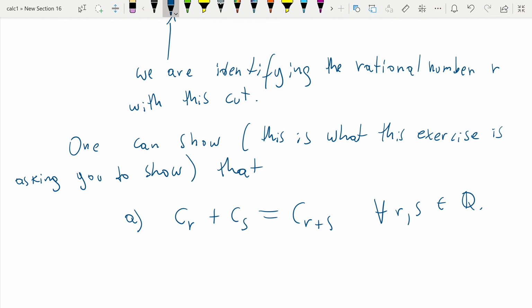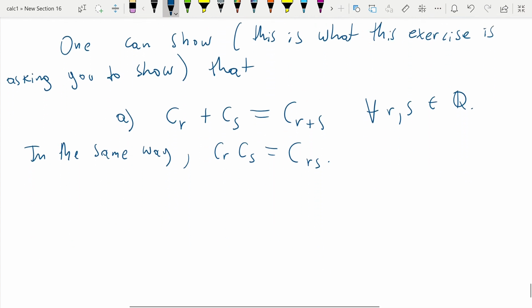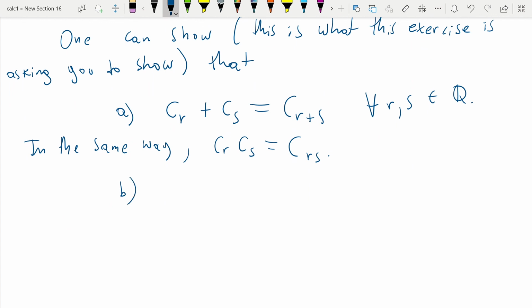And in the same way, I think this shows that if we multiply two rational numbers, the two Dedekind cuts of this form corresponding to these rational numbers, then you just get the cut corresponding to the product of these two rational numbers. They ask me to show it for the positive cuts, but it's actually true for any cuts. I mean, it's built so that it works. And the ordering is preserved, meaning that CR is less than or equal to CS, and this is actually an if and only if condition, if R is less than or equal to S.